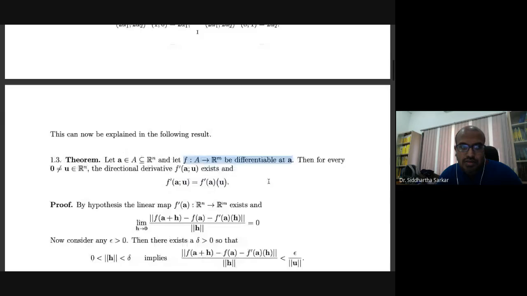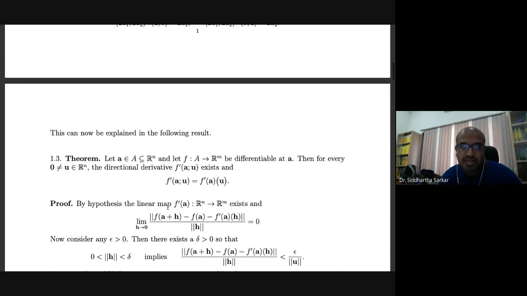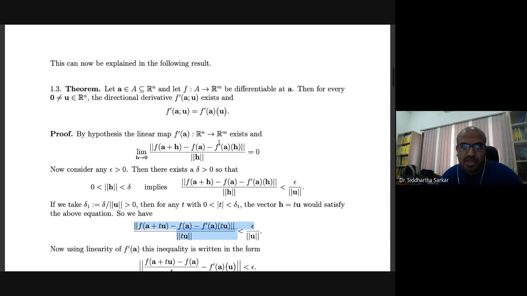So the theorem requires the following. You need a point in a subset of Rn, and that point should be an interior point, because you need to define the differentiability at A. The property that A is an interior point is already encoded in the definition of differentiability. And then you take any non-zero vector, and the directional derivative is by definition, for directional derivative you need to compute some quotient like this. Let's come to it one by one.